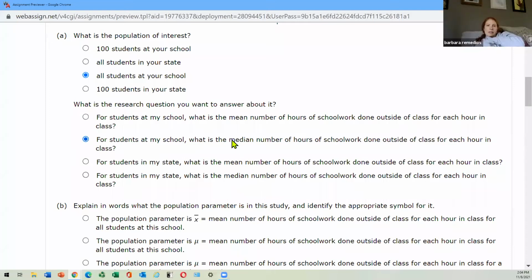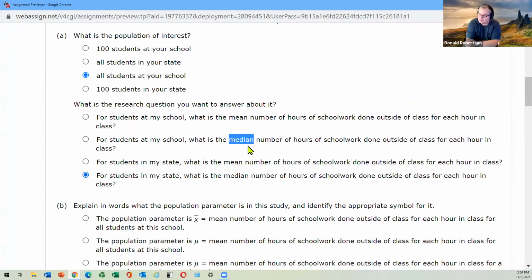It says the median, not the mean. That's it. It's easy to miss it. And aren't we going to kick these 2 out because they talk about the state and we know the population has nothing to do with the state?